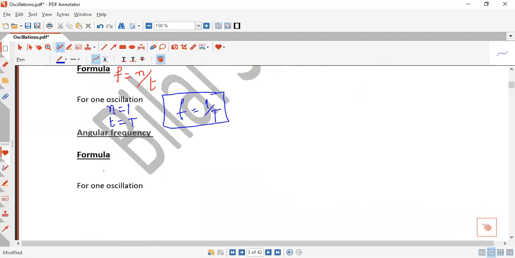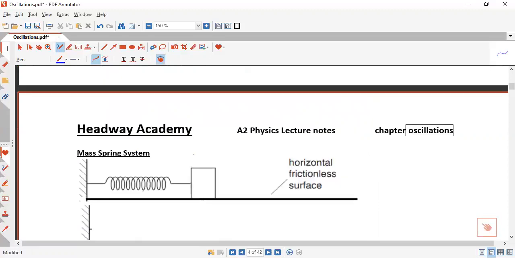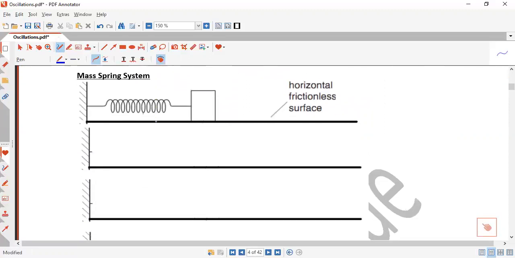What about angular frequency? It has the same formula as it had in the previous chapters, 2 pi f or 2 pi by capital T, right? Or we also call it theta divided by t, right? Okay. So what will be the SI unit of omega? Definitely it will be the same, radians per second, right? Okay. Next, let's go into the detail of simple harmonic motion, students.